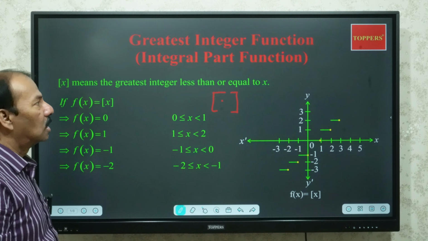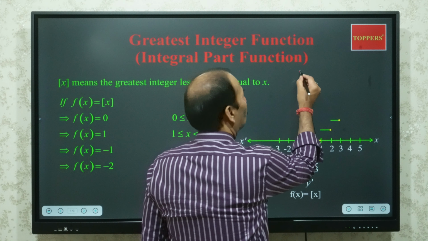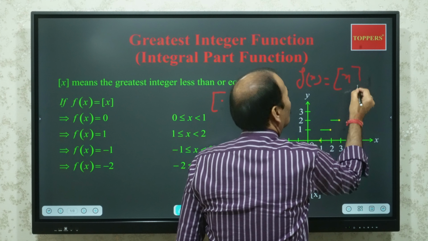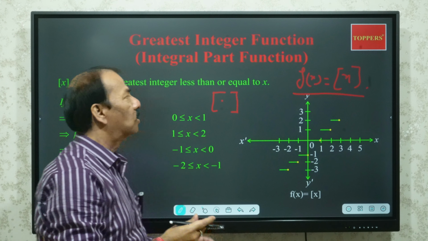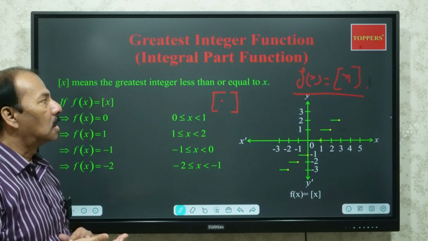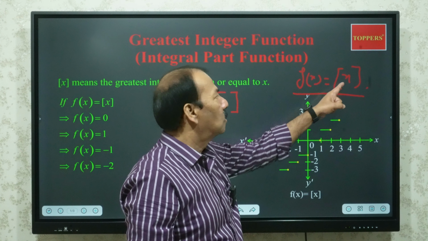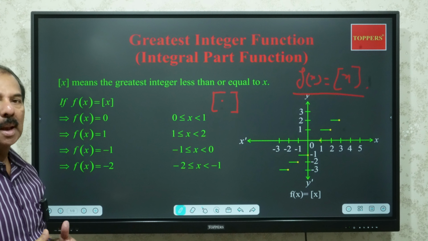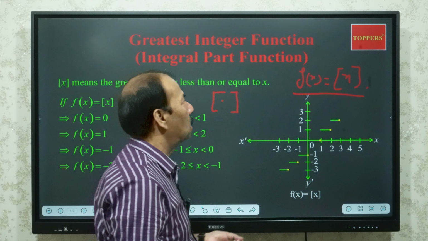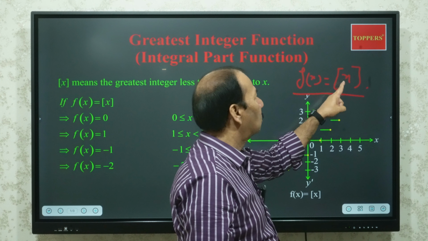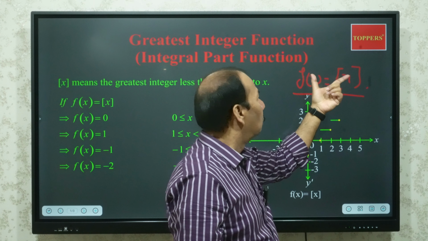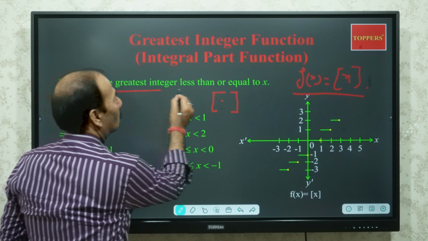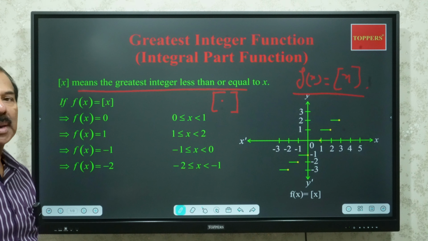Now in general, suppose f of x is equal to integral x. This is how we write it, and we pronounce it as f of x is equal to integral of x. Here x can be any real number: an integer, a fraction, or any other quantity. The meaning of this is the greatest integer which is less than or equal to x.